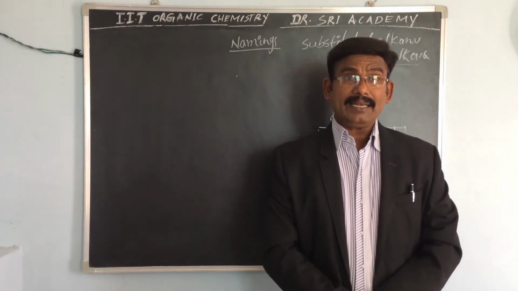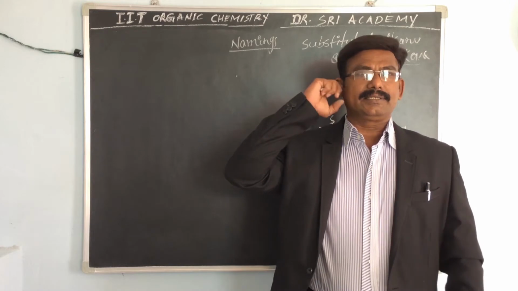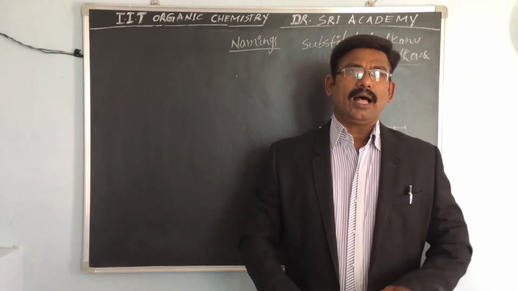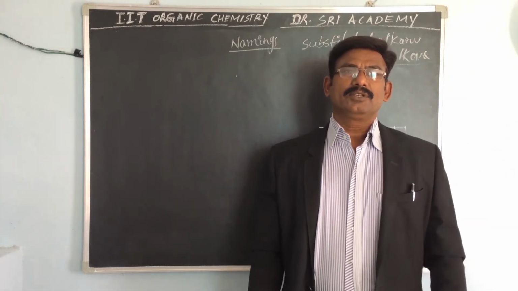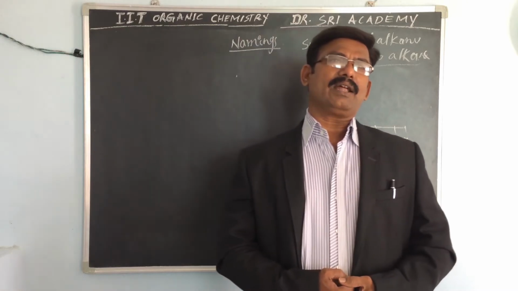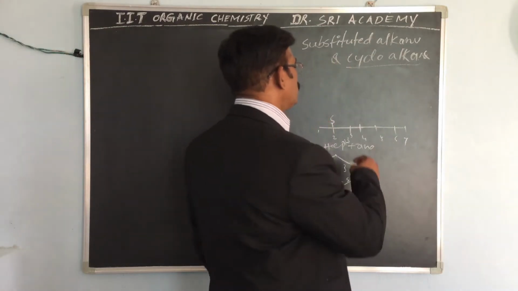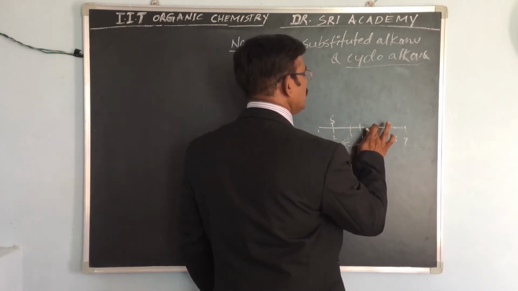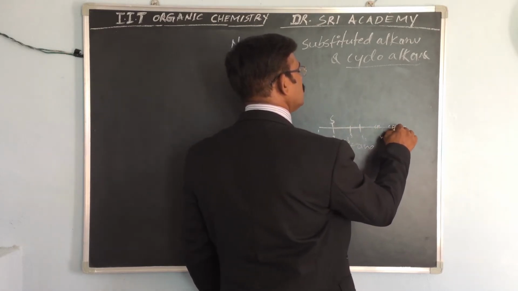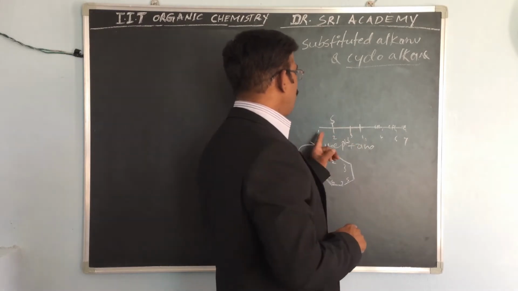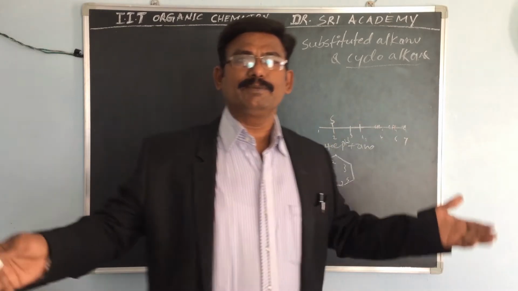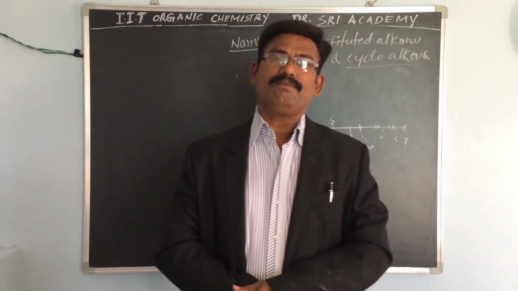What can we do when there are two longest chains of equal length? In this case, use the chain with the greater number of substituents. For example, here 1, 2, 3, 4, 5, 6, 7 has no substituent, just CH2, CH2, CH2. But here the substituents are more, so take this side, with equal lengths of 5 and 5. More substituents, so greater substituents. That is step 1.